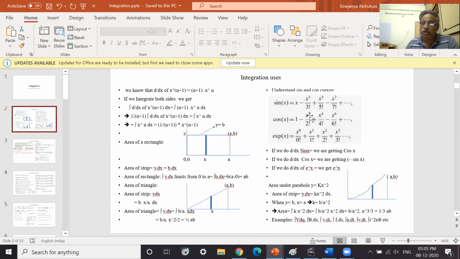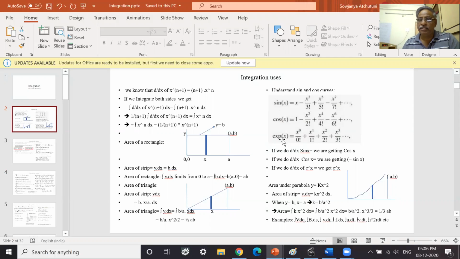Now I am doing differentiation of cos x. 1 will become 0. This is minus 2x, 2 and 2 get cancelled, so minus x by 1. Now the second term, this is 4x cubed, 4 gets cancelled, x cubed by 3 factorial. So if you see the total terms, this goes up to infinity. It starts from minus x plus x cubed by 3 factorial minus x to the 5 by 5 factorial plus x to the 7 by 7 factorial, like that. So that means dy/dx of cos x is minus sin x.